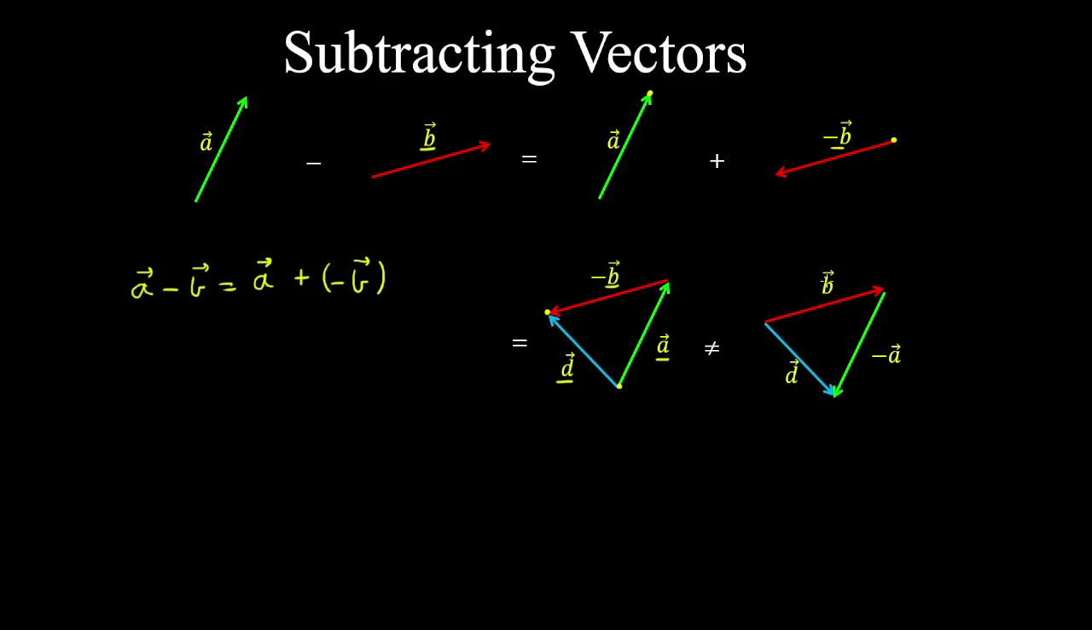So as we can see, this is not the same as B minus A. So in this case, we negated A and added this to B. So the initial point of minus A is placed at the terminal point of B, and our resultant vector is drawn from the initial point of B to the terminal point of minus A. So these do not give the same vector. And therefore vector subtraction is not commutative.